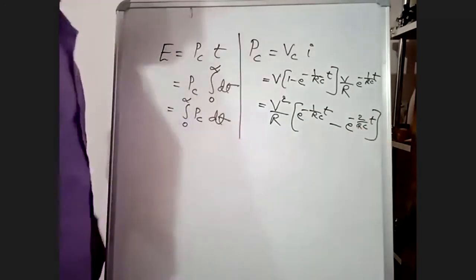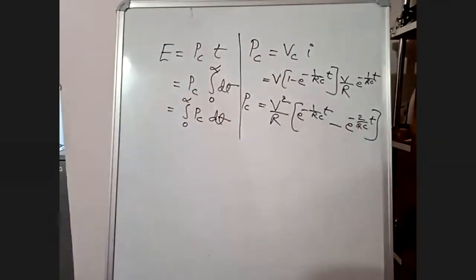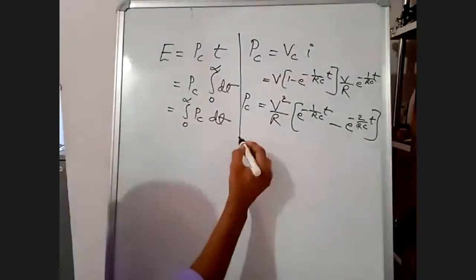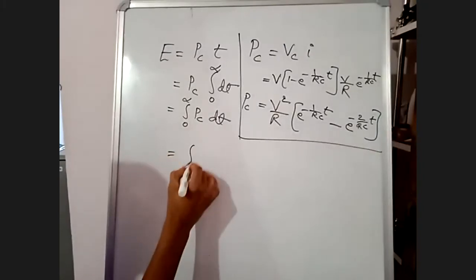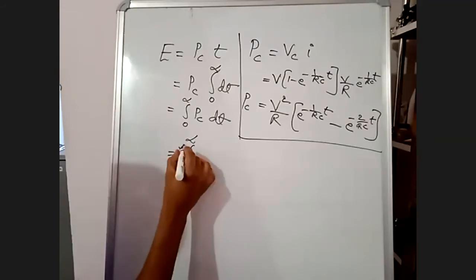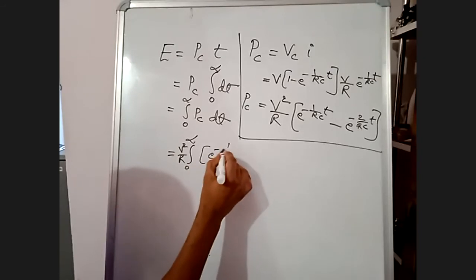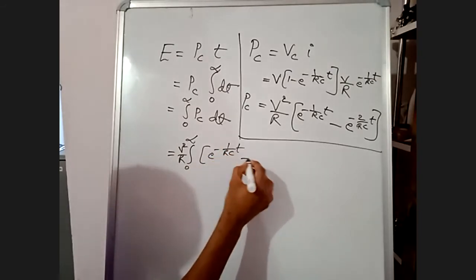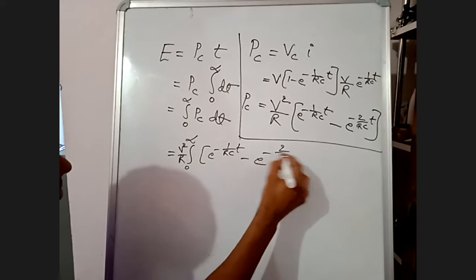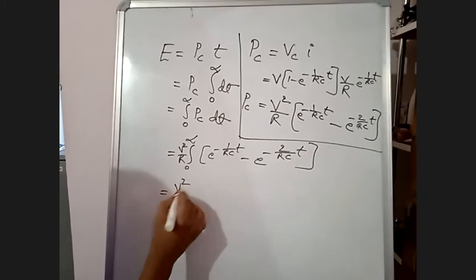Multiply this. This is the power in the capacitor. Now substitute this power in the capacitor in the energy equation. That is the integral from 0 to infinity, V square by R, which is constant, I'm taking outside the integral, e power minus 1 by RC into t minus e power minus 2 by RC into t. Now take the integration.